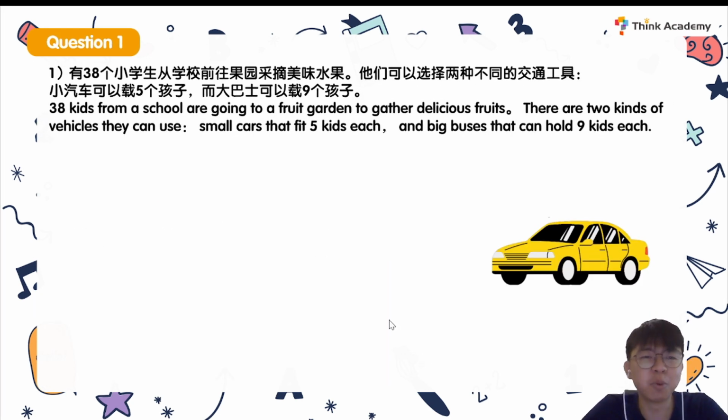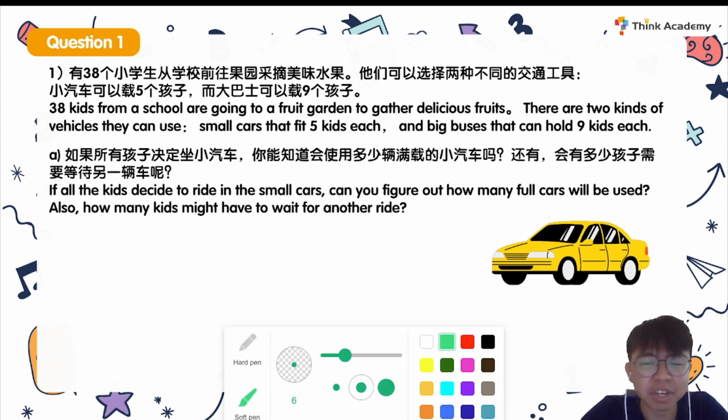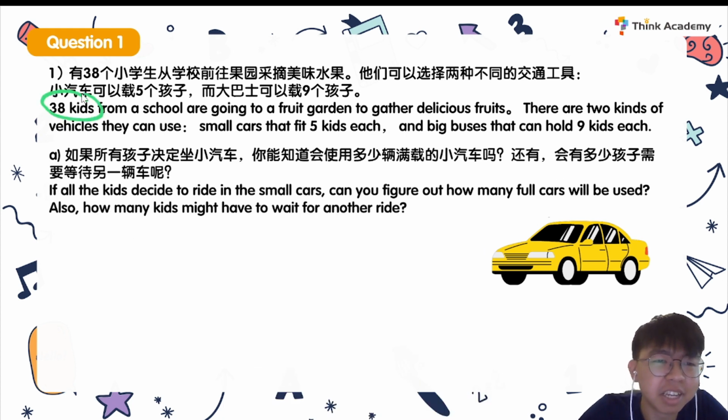Now, let's move on to question 1. So here, you can see there's 38 kids from a school going to the fruit garden and only 2 vehicles can be used: the small car can only hold 5 kids and the big buses can only hold 9 kids.